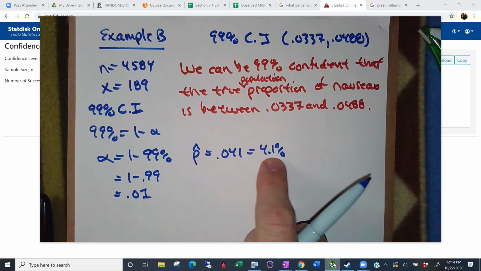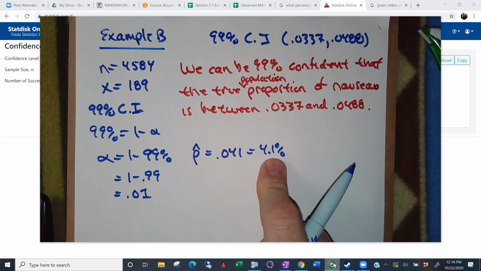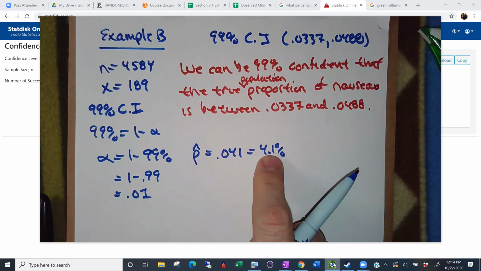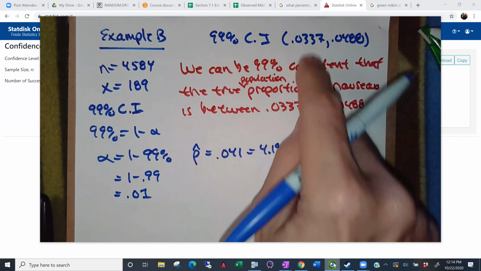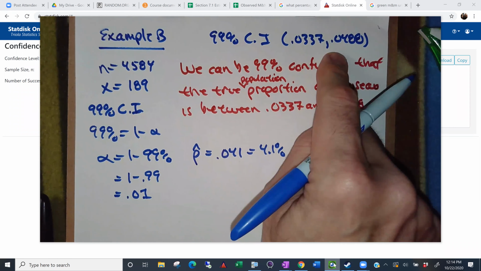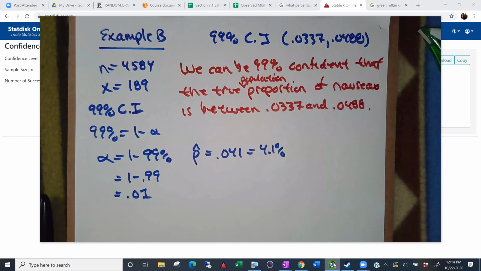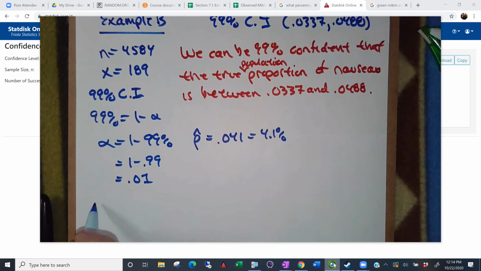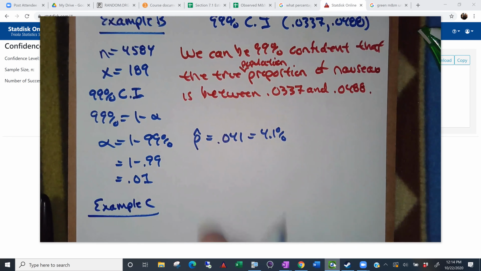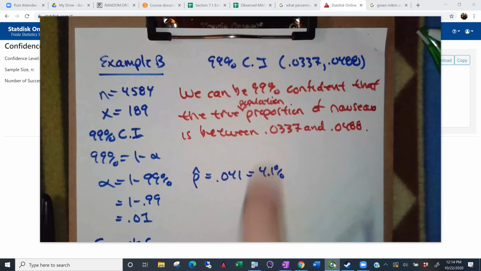Now we know that if we took another sample, we'd probably get a different sample estimate. That variability is why we surround it by a confidence interval and say, you know what, it's probably in here someplace. The true proportion of people that would experience nausea on this medication. Okay. Make sure you can interpret it in words.